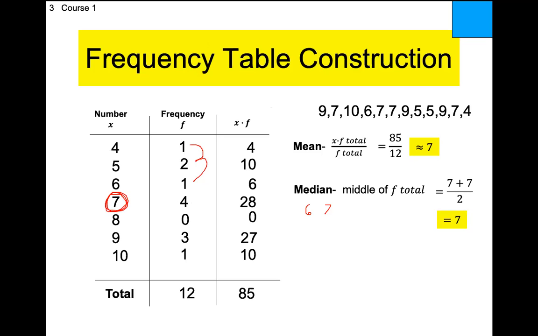Yeah, I'm still a little confused. Okay, we have to figure out the 7th number and the 6th number. Where am I getting that from? When the number in the F column is even, we divide it by 2. 12 divided by 2 is 6. And since it's even, I need the 6th and the 7th number.